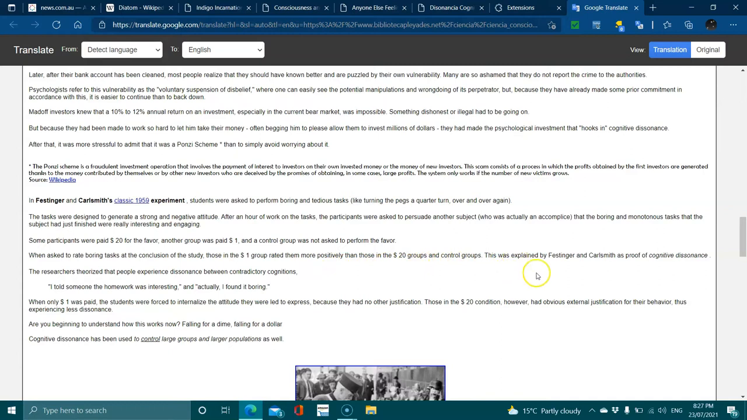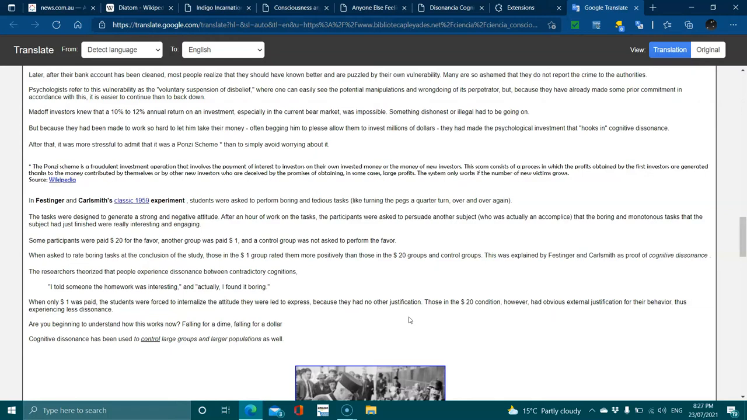This was explained by Festinger and Carlsmith as proof of cognitive dissonance. The researchers theorized that people experience dissonance between contradictory cognitions: I told someone the task was interesting, and I actually found it boring. When only $1 was paid, the students were forced to internalize the attitude that they were led to express because they had no other justification. Those in the $20 condition, however, had an obvious external justification for their behavior, and thus experienced less dissonance. Are you beginning to understand how this works now?